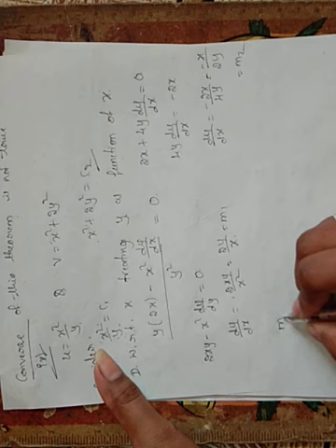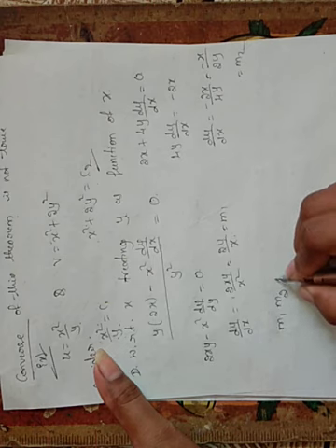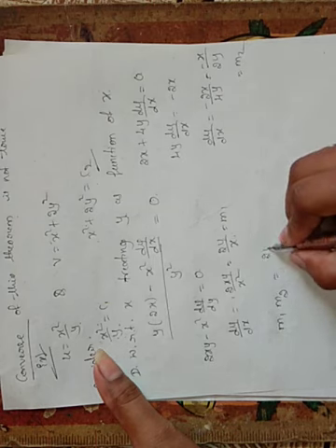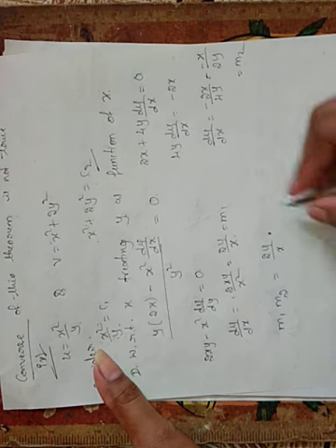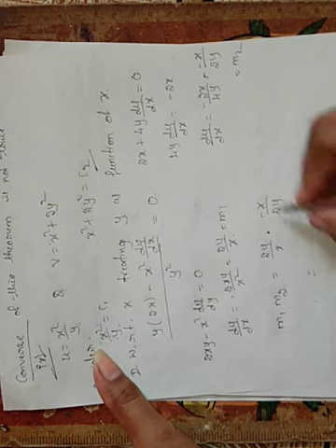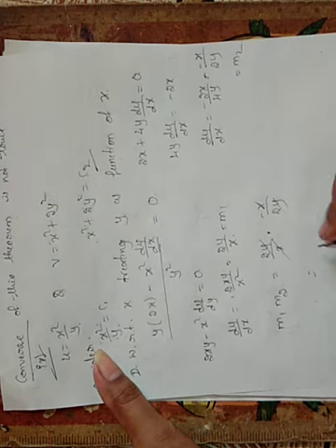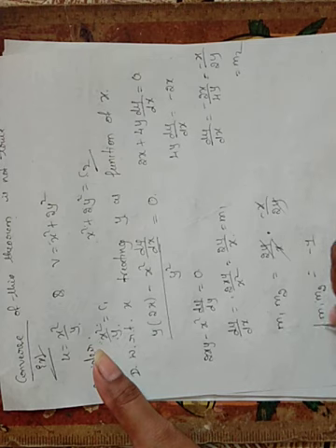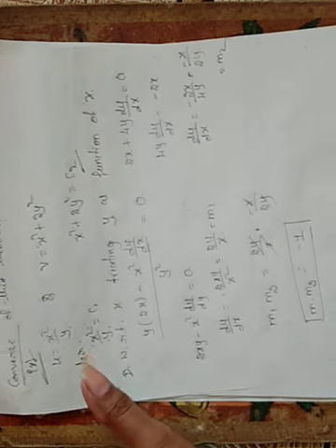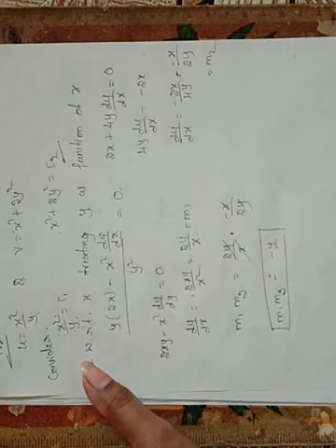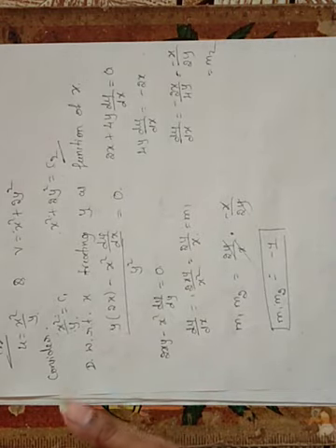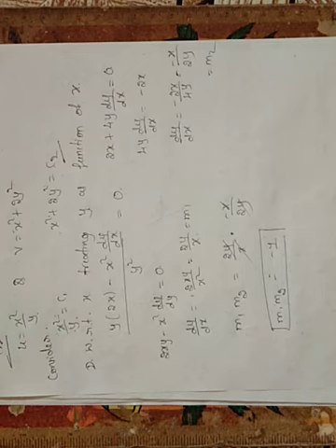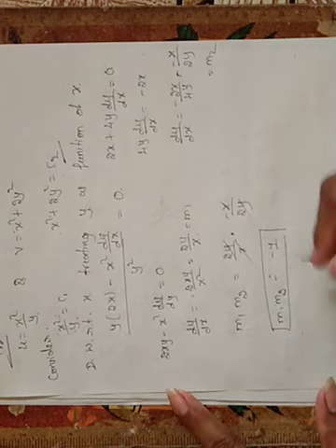Now m1 into m2 equal to 2y divided by x into minus x divided by 2y. x cancelled, 2y cancelled, minus 1. So m1 into m2 equal to minus 1, meaning the condition of orthogonality is satisfied. But the condition of the Cauchy-Riemann equations, that is the condition of an analytic function, is not satisfied here. So I am going to prove it now.